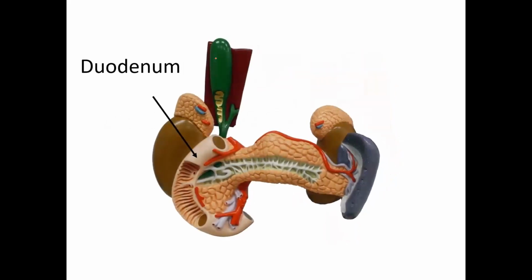So you can see it here in this model. And you can see over here, you have these little ridges in here too. And those are, you don't have to know this, those are called plicae circularis. You'll learn more about that when you do chapter 26 in the digestive system in 211, right? But just think of them as speed bumps. All right, so that's the duodenum.